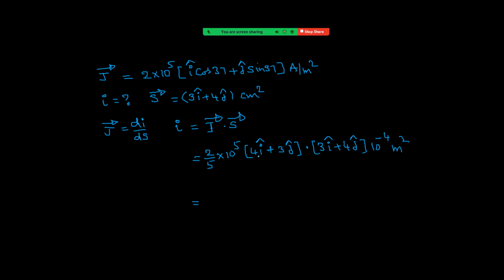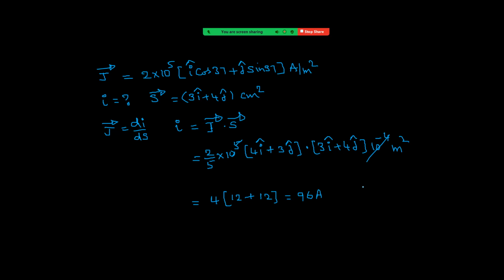Now you can see the value. This is 10 power minus 4, this is 10 power 5, you can cancel these. Remaining is 2 by 10. Or 5 here, 2 times 2, 2s are 4. Remaining is now 4 I cap dot 3 I cap, 3 fours 12. Next 3 J cap dot 4 J cap, 3 fours again 12. 12 plus 12, 24. 24 fours, it is 96. So 96 ampere. This is the current passing through that area. It is a very simple question.